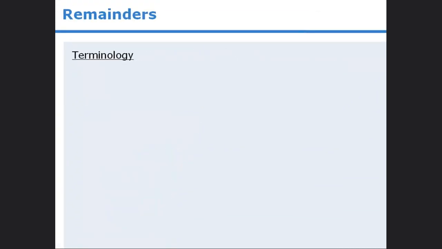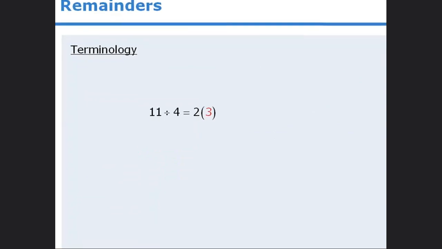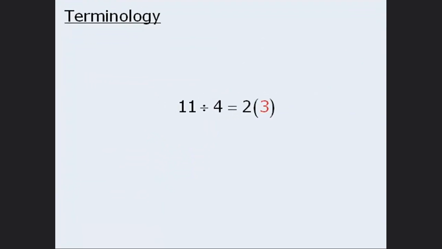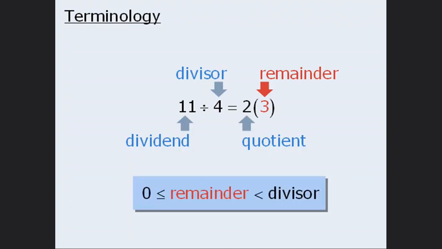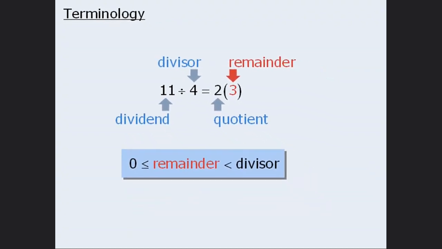Okay, now let's examine some terminology. Here we have 11 divided by 4 equals 2 with remainder 3. The 11 here is called the dividend, 4 is called the divisor, 2 is the quotient, and 3 is the remainder. Now, an important feature about remainders is that they are always greater than or equal to 0 and less than the divisor. For example, if we take some number, n, and divide it by 7, the remainder will be greater than or equal to 0 and less than 7.